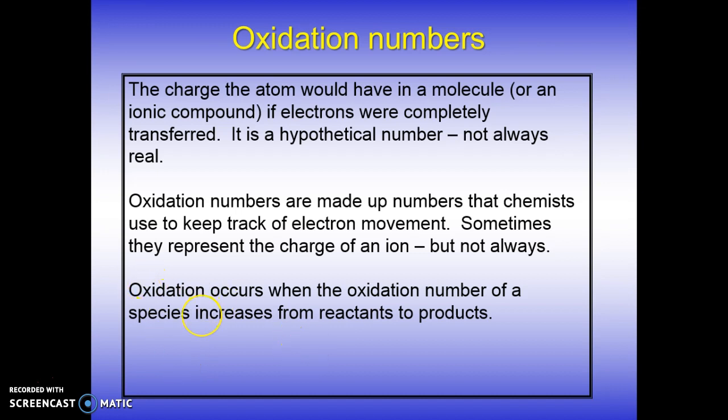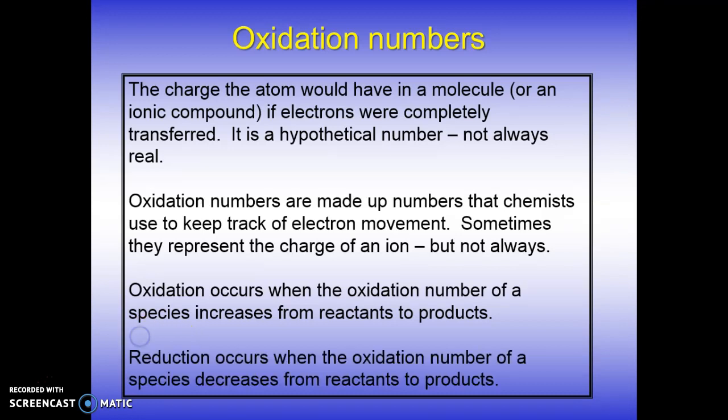Oxidation occurs when the oxidation number of the species increases. So the oxidation number is kind of giving you a picture of where the electrons are moving. Numbers go up when electrons are lost. Numbers go down when electrons are gained. And like I said, reduction occurs when the species gains the electrons.